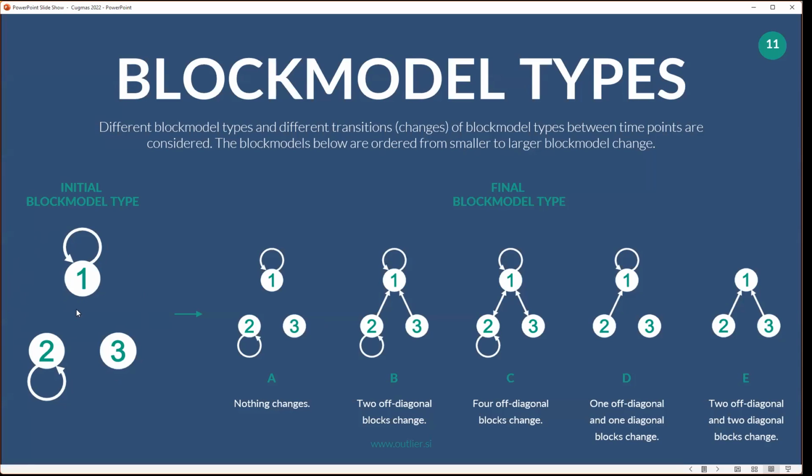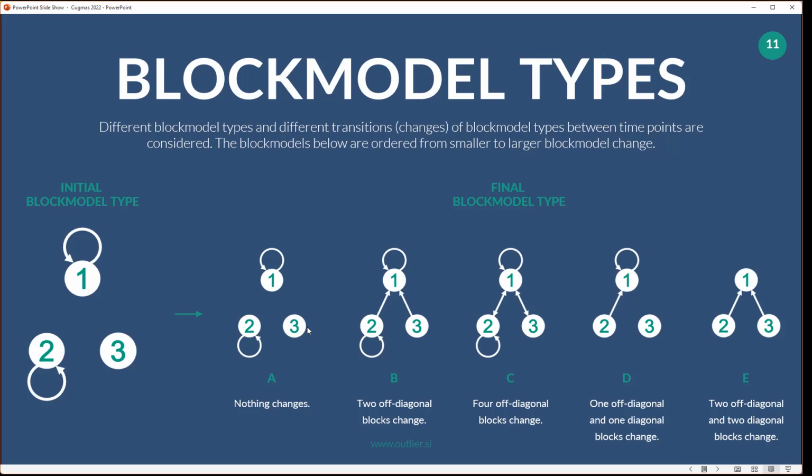We have 2 cohesive clusters. So the nodes within these 2 clusters are very well linked to each other, and they are not linked to those from other clusters. And then we have also one peripheral group. So the units or the nodes from this group are not linked to anyone else in the network.